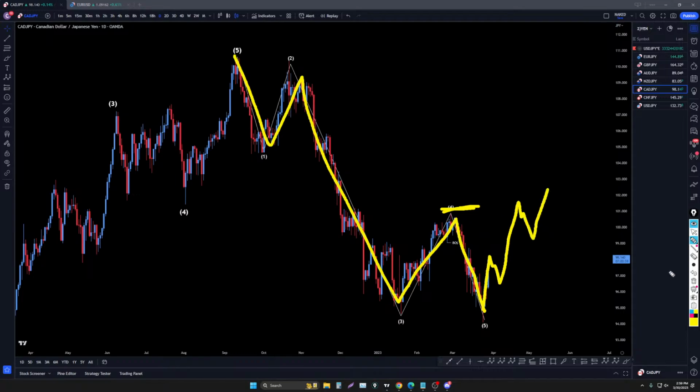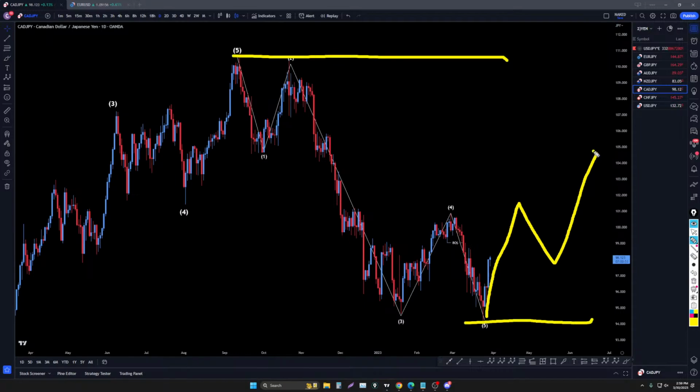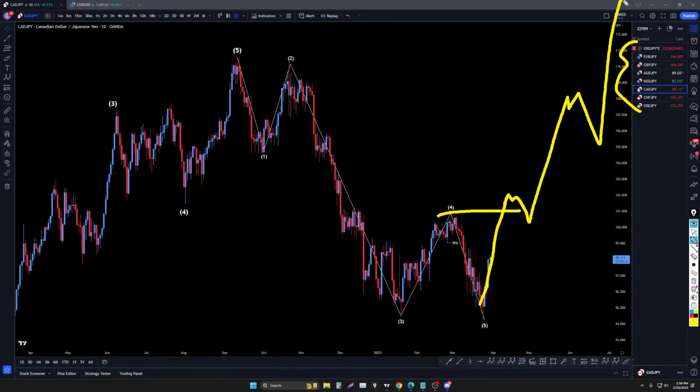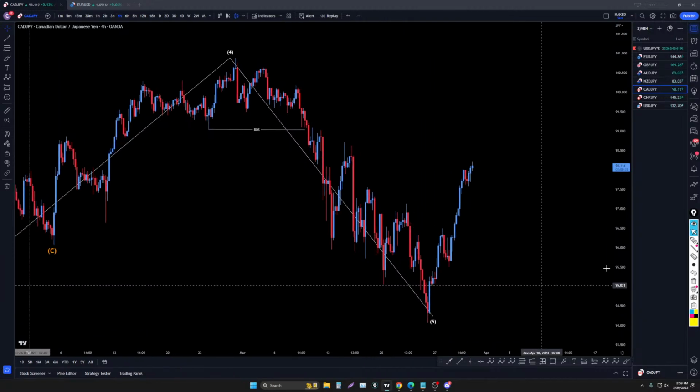And it's either going to do one of two things now. It's either going to go up and make an A, B, C to this whole move down, like that, or possibly it's just going to be a complete trend reversal, which, looking at other yen pairs, I think is more likely, and most likely it will just keep on going up with those higher highs, higher lows.